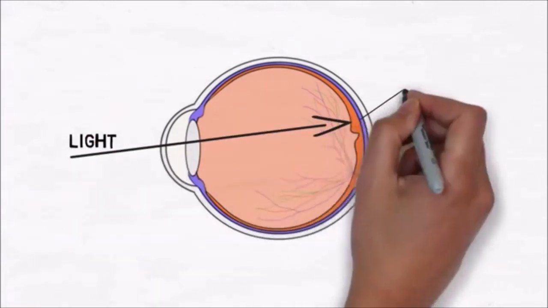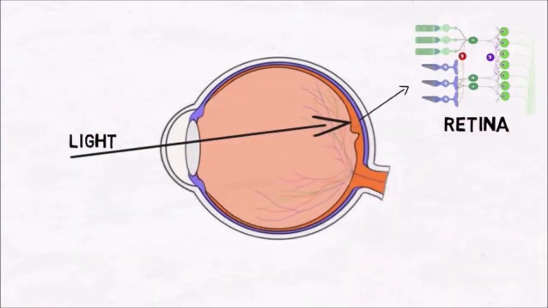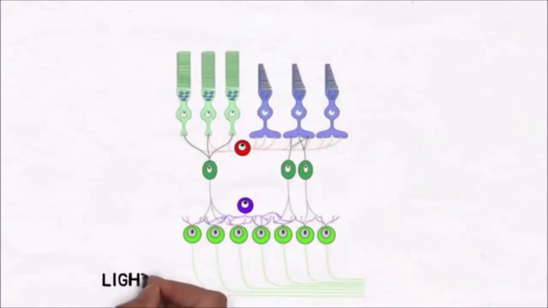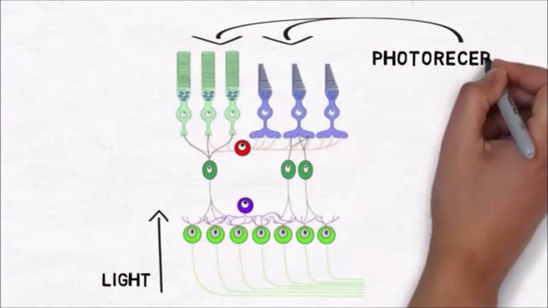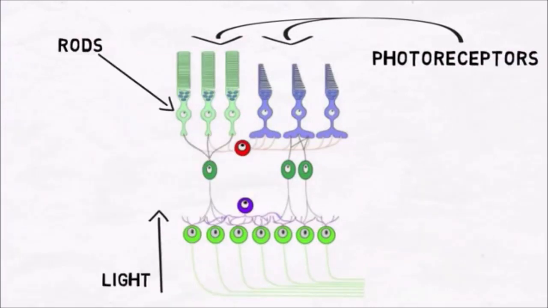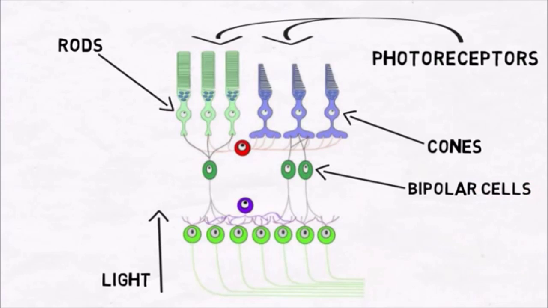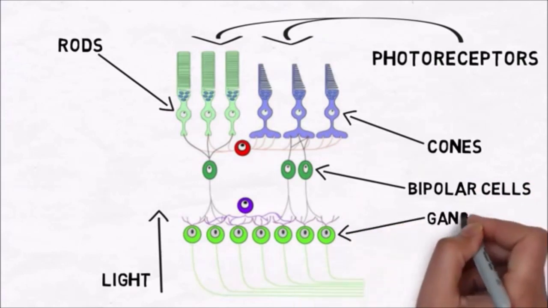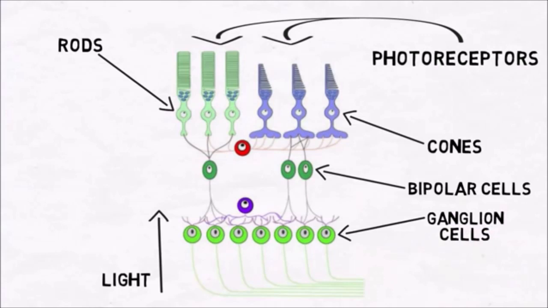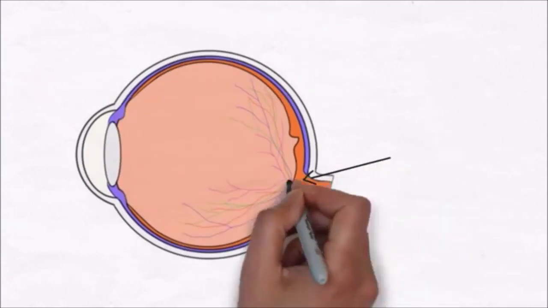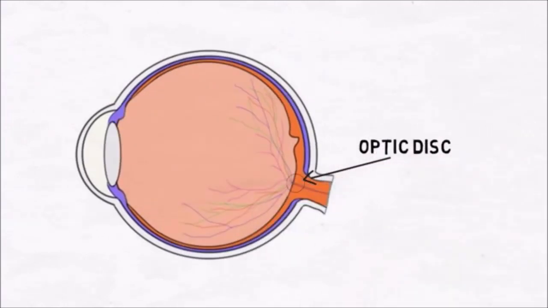The light enters the eye and stimulates the various retinal layers. It causes stimulation of the photoreceptors. There are two types of cells, that is the rods and the cones. The impulses from rods and cones pass to the bipolar cells and then to the ganglion cells. The fibers of the ganglion cells converge at the optic disc and collectively form the optic nerve, which takes signals to the brain.